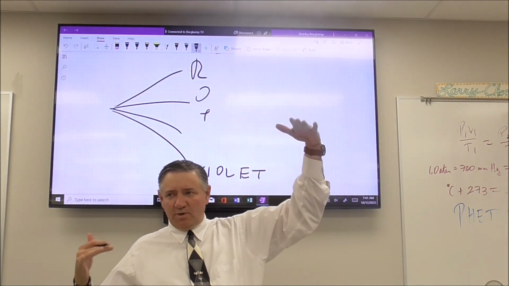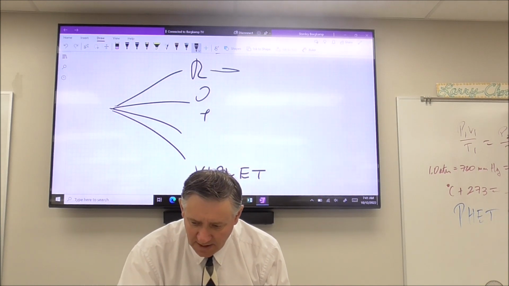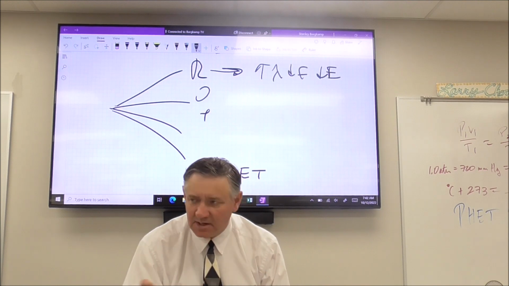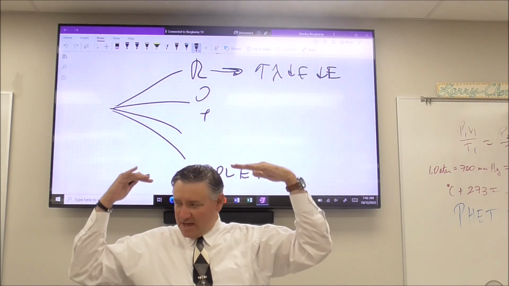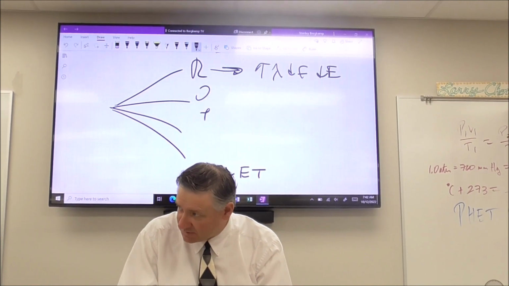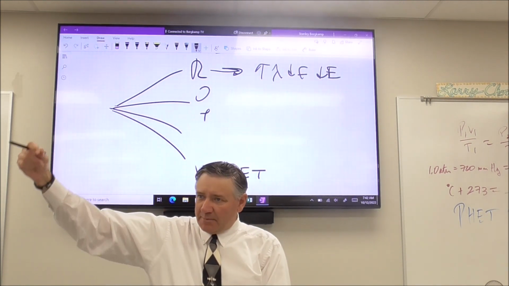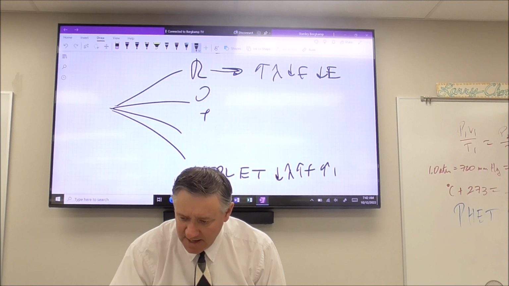Here's what you have to remember in terms of extremes, okay? Red light has the longest wavelength, the lowest frequency, and the lowest amount of energy. Remember your extremes. Red light is the last color a fire glows before it goes out, so red light is the lowest possible energy state. Violet light is the opposite extreme. It has the shortest wavelength, the highest frequency, and the highest energy.